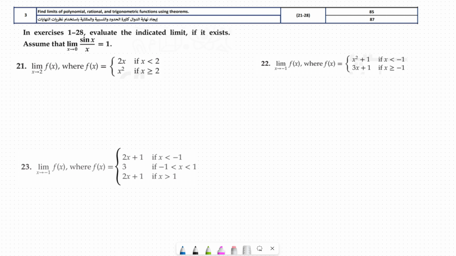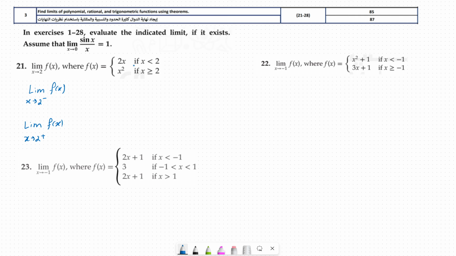Question number 21. Find the limit as x approaches 2. Now whenever we have a piecewise function, it is compulsory to find the limit from the right and the left. So directly I will write underneath this: the limit of f of x as x approaches 2 from the left, and the limit of f of x as x approaches 2 from the right.